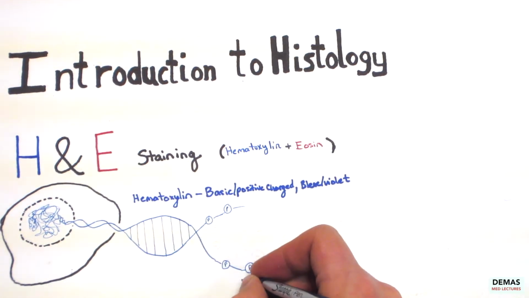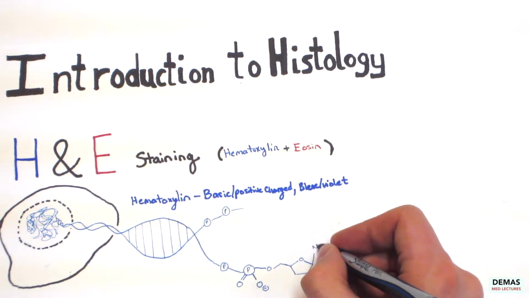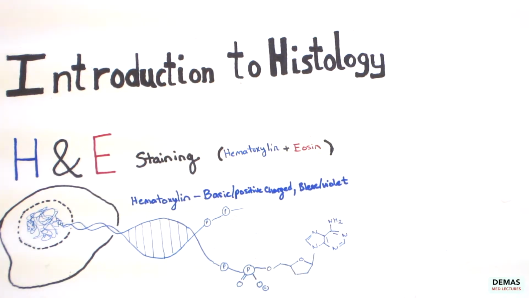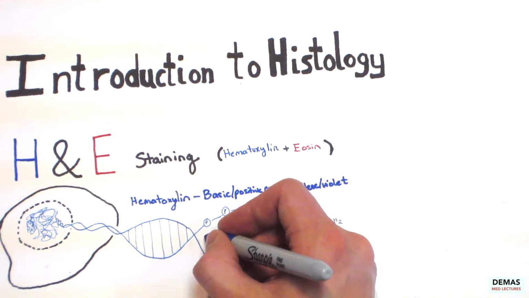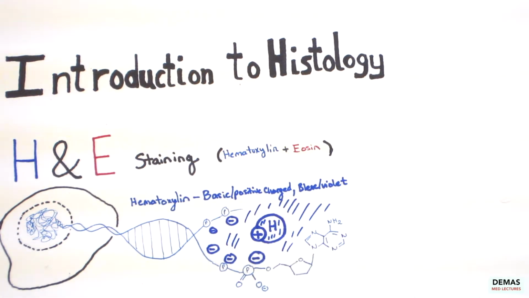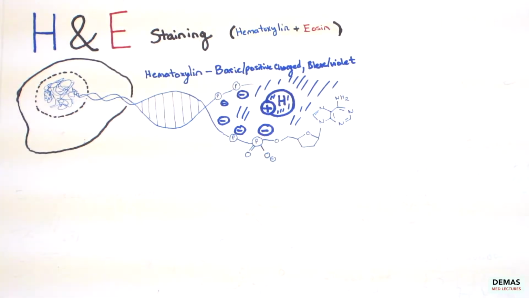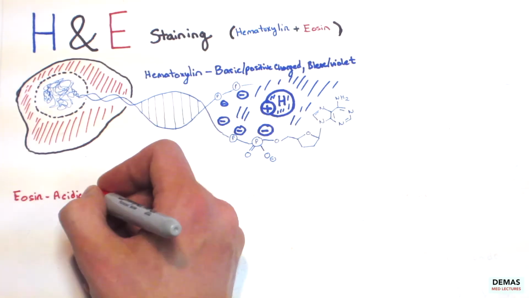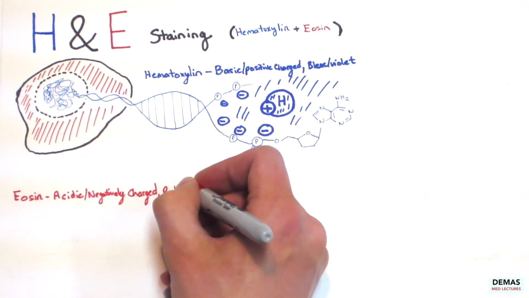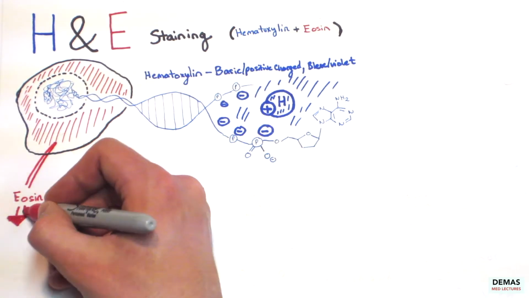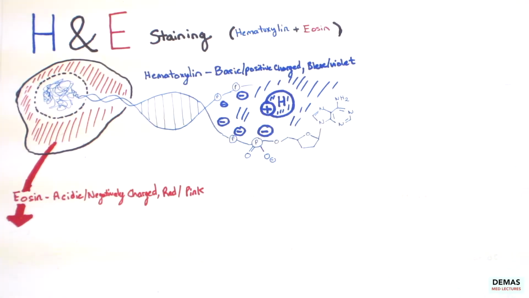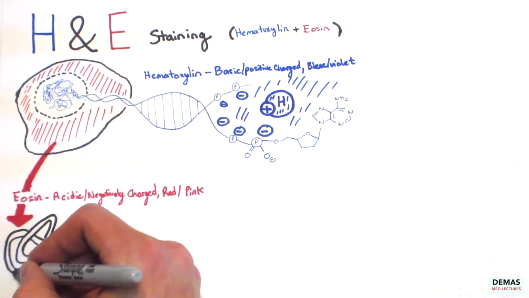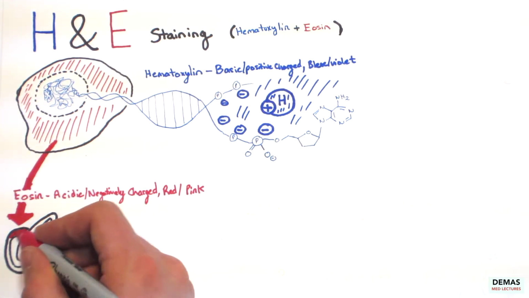Now, right now I'm drawing some DNA, and in particular you notice the phosphate and sugar backbone. This tends to be negatively charged and will bind to the positively charged hematoxylin stain, giving it that characteristic blue color. Eosin, on the other hand, is an acidic, negatively charged stain, and it will typically bind to things that are positively charged and give it a red or pink color. That's why the cytoplasm looks red here.